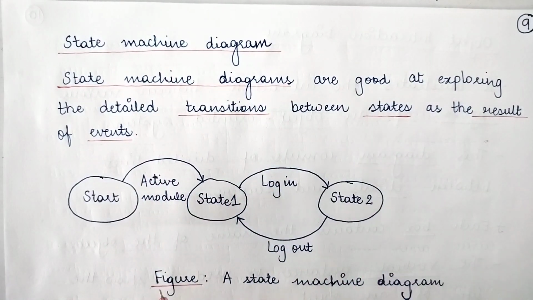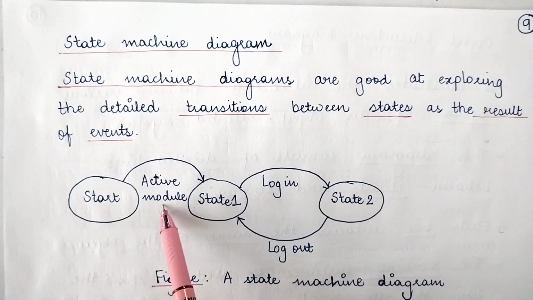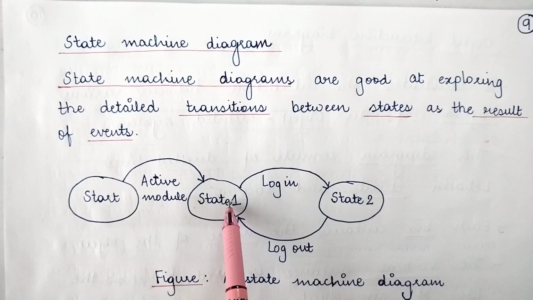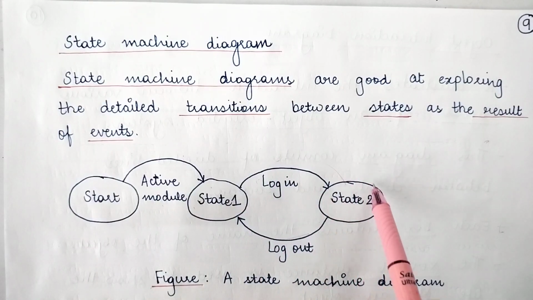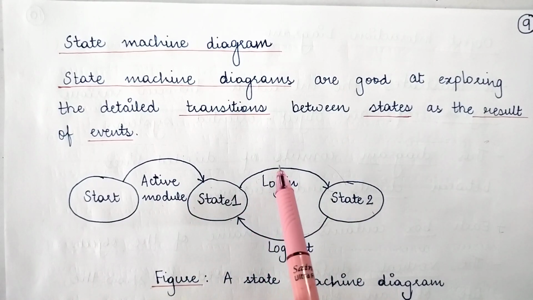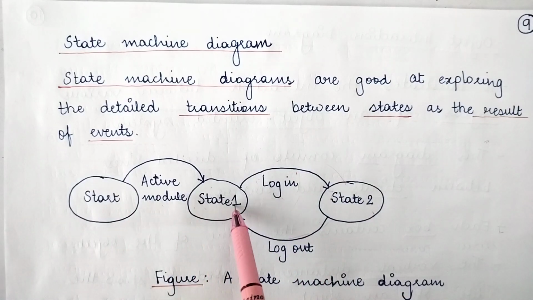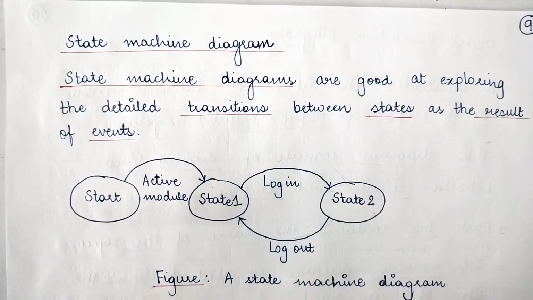In a system there is a start stage or initial state, then some action is taken, and as a result of that action it goes into state 1, then because of some other action taken on it, it goes into state 2. It's like logging in to the system or logging out of the system. All these actions or events lead to a change in the state of the object. These transitions are depicted using the state machine diagram.